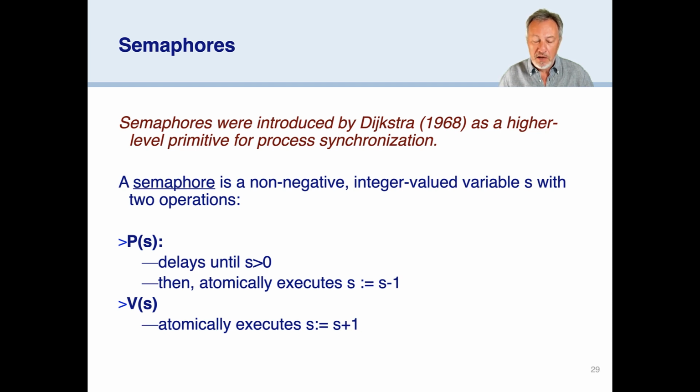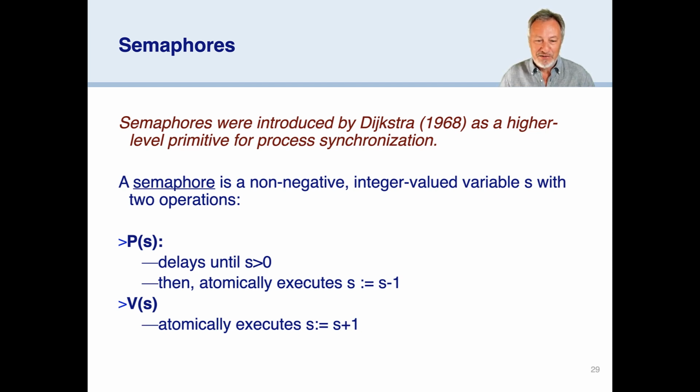There's a P and a V. These terms actually come from Dutch because Dijkstra was Dutch. V stands for verhogen, which means to increase in value, and P stands for prolaag. That means to try to decrease. So, probeer te verlagen.